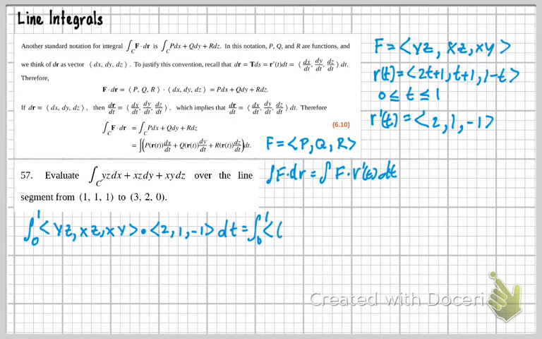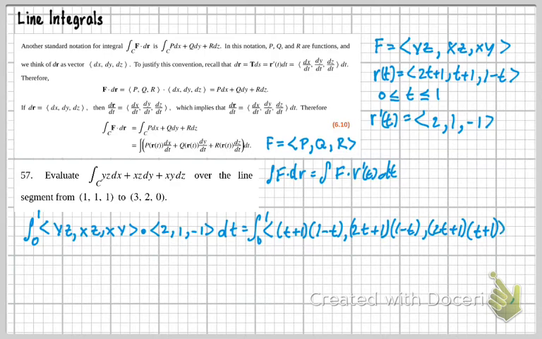So then my y is going to be t plus 1, and my z is going to be 1 minus t. And then for my x, that's going to be 2t plus 1 times my z, which is 1 minus t, and the third one then is going to be x. So that's 2t plus 1, and then my y then is going to be t plus 1. And then I'm going to have, that's my first integral, my first part of my integral.